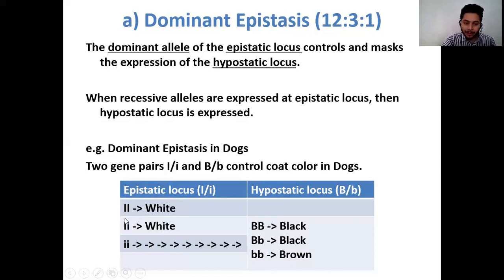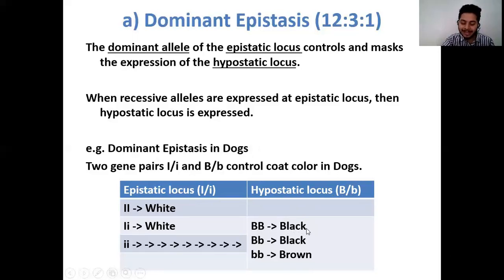Now, instead of my dominant allele capital I, my epistatic locus is representing the recessive allele, small i. Once the recessive alleles are expressed in the epistatic locus, then and only then will my hypostatic locus be expressed in whatever condition it is. So let us go to my hypostatic locus. Here the hypostatic locus has two alleles, capital B and small b. Now if capital B is present in homozygous state, then the coat color you observe in dogs is going to be a black coat color.